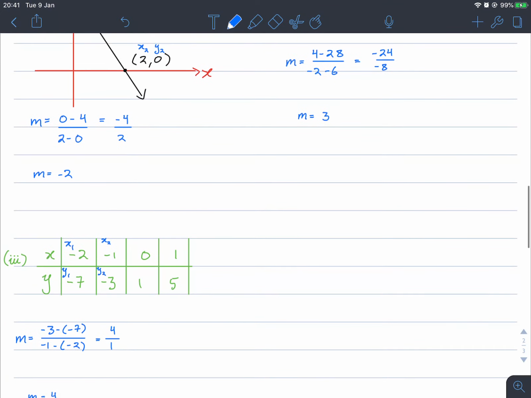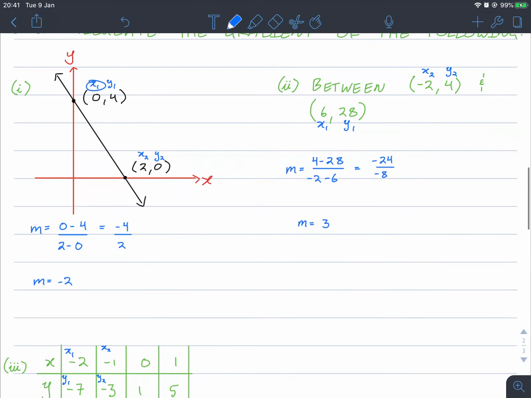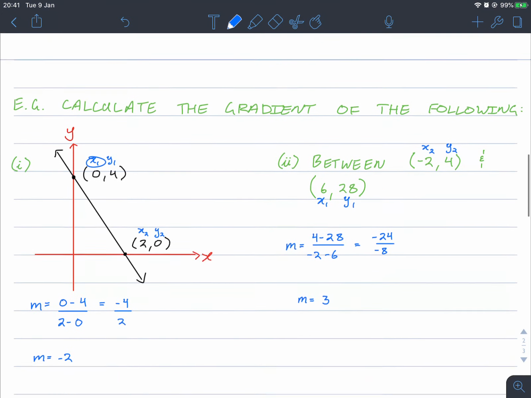I hope that gave you an insight into calculating the gradient from 3 different scenarios, but mainly just using this formula for reference.